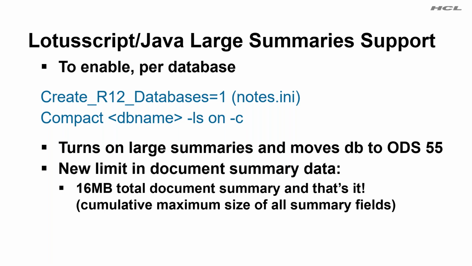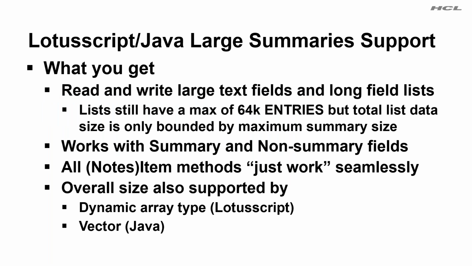You have 16 megabytes to play with, and you can store cumulative data up to that size. So the 64K and 32K limits kind of go away. What you get is the reading and writing of large fields and long field lists. Lists still have a maximum of 64K entries. That's entries, not bytes, but the total list size is still bounded by that 16 meg size.